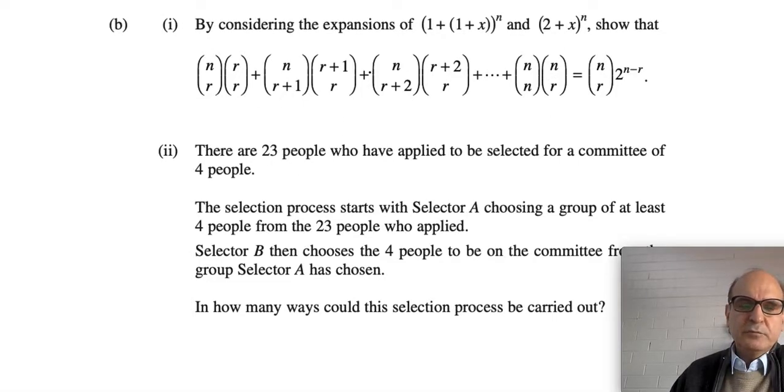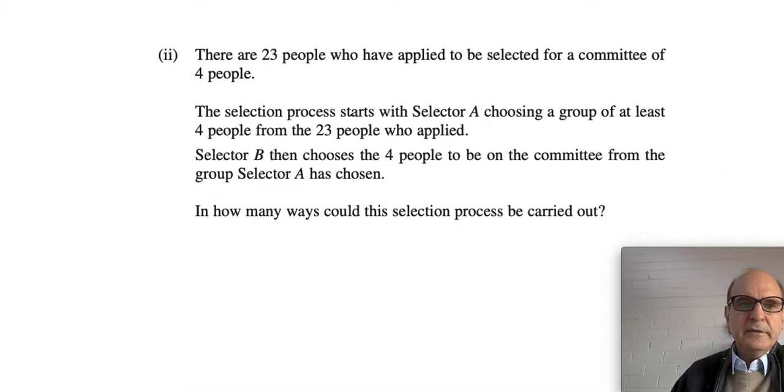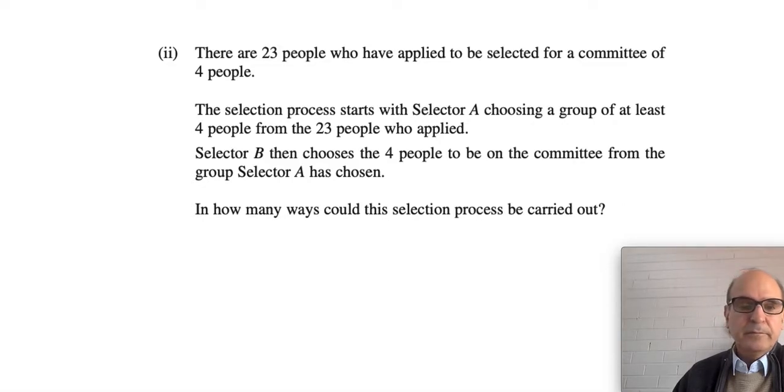As I said in the previous video, there are 23 people who have applied to be selected for a committee of 4 people. The selection process starts with selector A choosing a group of at least 4 people from the 23 people who applied. Selector B then chooses the 4 people to be on the committee from the group selector A has chosen. In how many ways could this selection process be carried out?